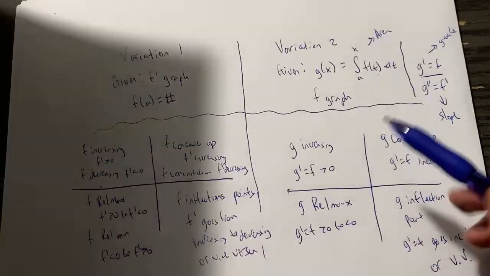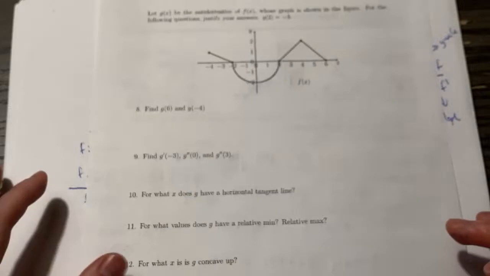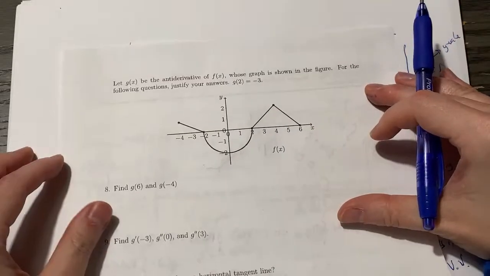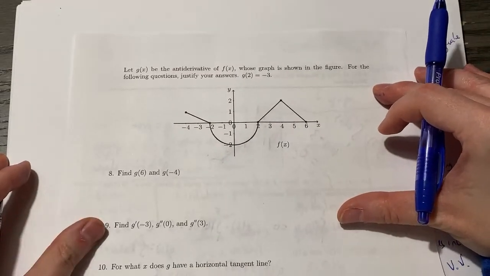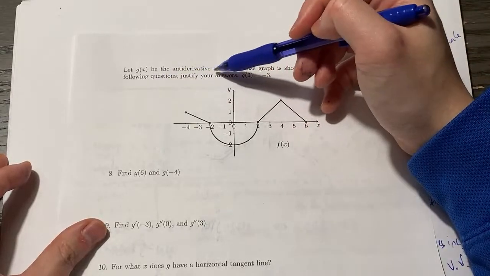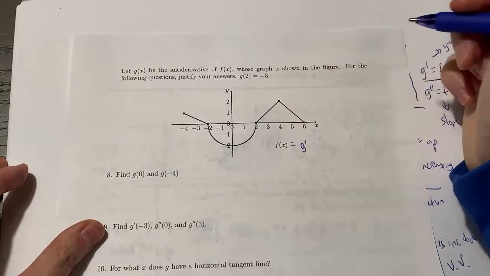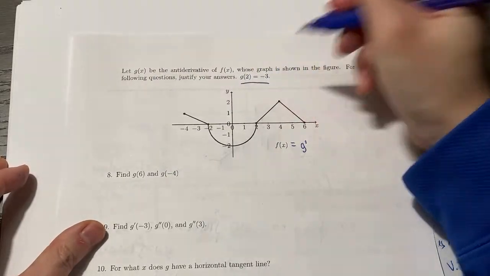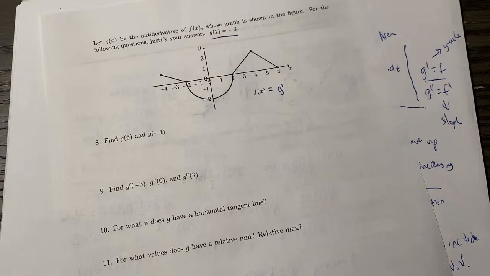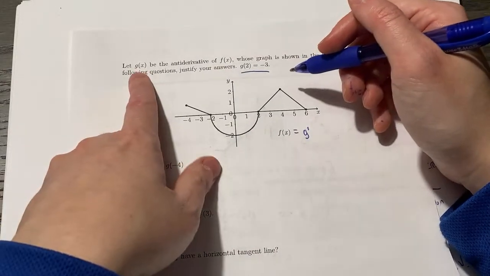Okay, let's do the back. So here's the back. This question, this variation, is the easier variation because it looks like we have G as an antiderivative of F. So when I write F here, I can write G prime here. And I'm given this point. So I'm not given an integral, but I have to construct integrals later on. But this is the variation I'm more used to.